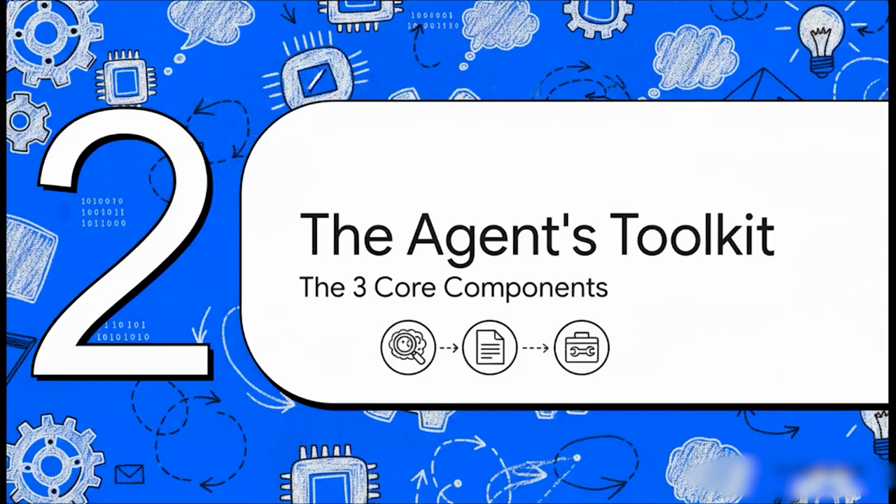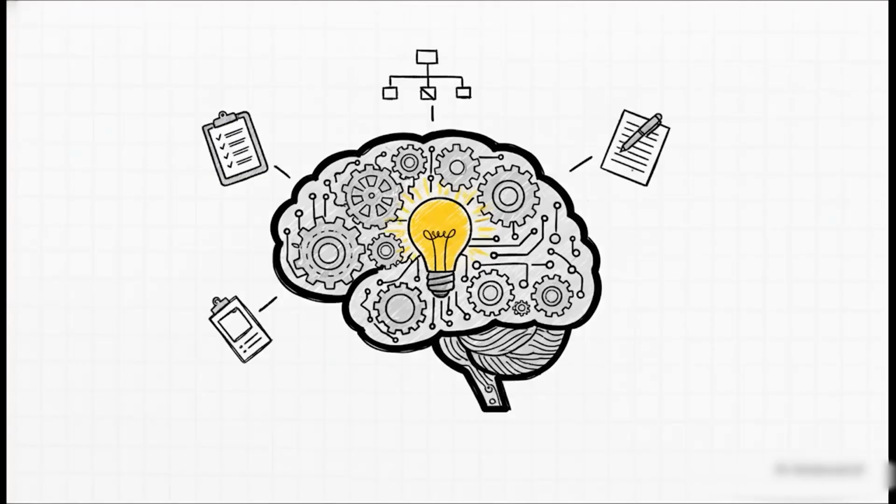So how does an agent actually pull all this off? Well, it turns out that every single AI agent, from the simplest ones to the crazy complex ones, is built from the same three core components. Let's take a look at the toolkit. First up, you've got the brain. This is a large language model, an LLM, like GPT or Gemini. You can honestly just think of it as a super smart intern. It's the engine that understands what you want in plain English and then figures out how to make it happen.